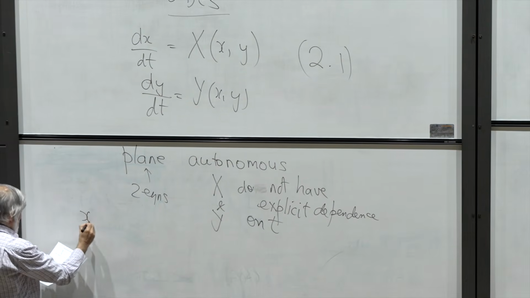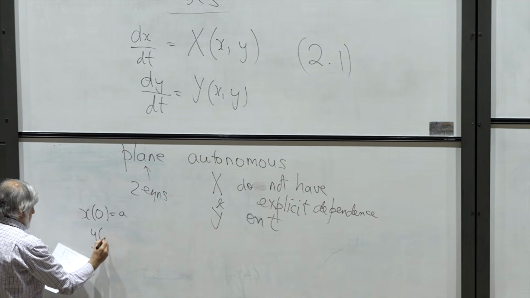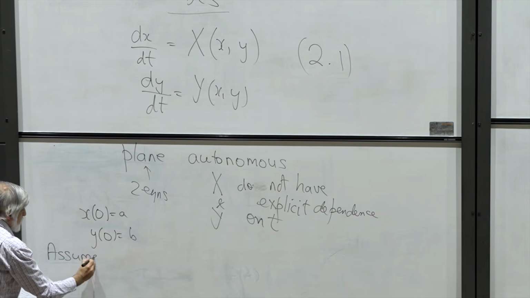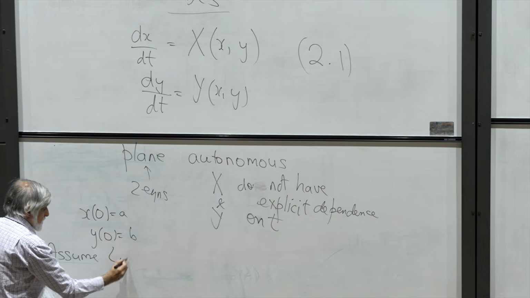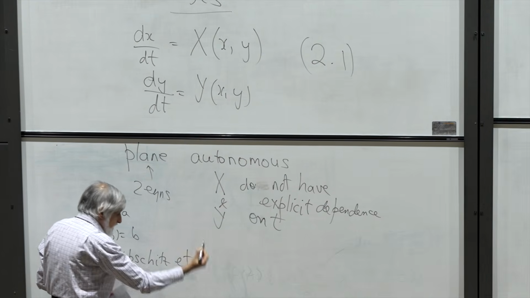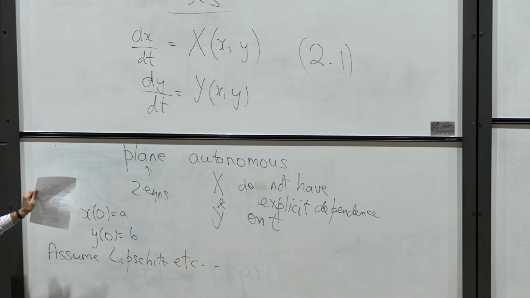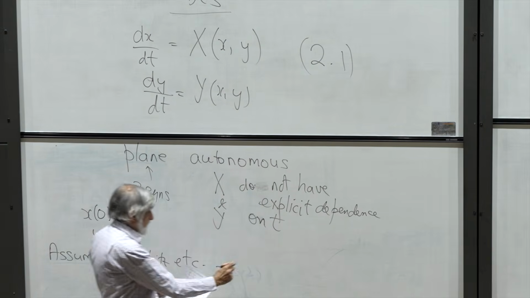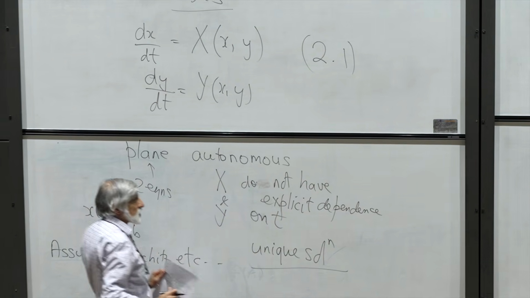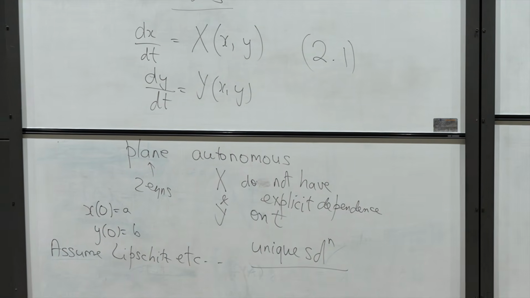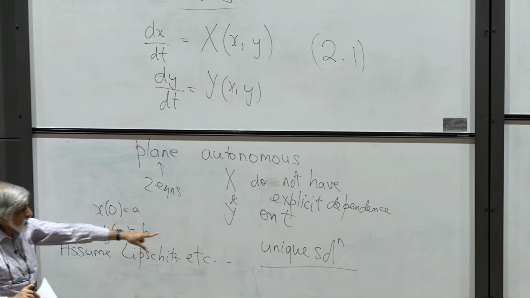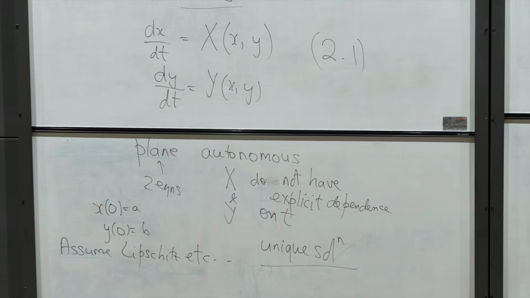And then we have an initial condition. And now what we're going to do is assume Picard. So we're going to assume Lipschitz, etc., continuity, boundedness, etc., so that there's a unique solution. Okay? So now we're not going to worry about norms and stuff like that. We're going to assume that everything is well behaved, so we've got a unique solution. Now the question is, what does that solution look like?